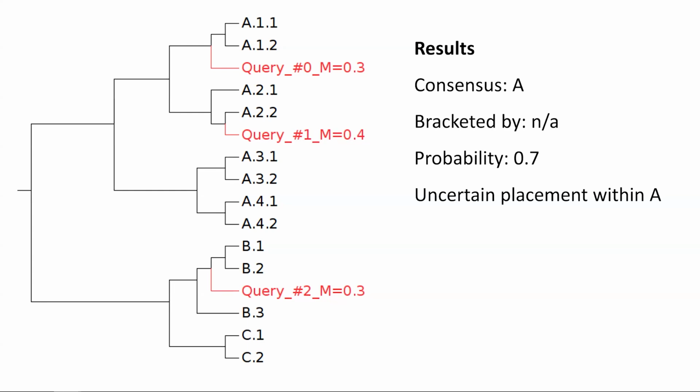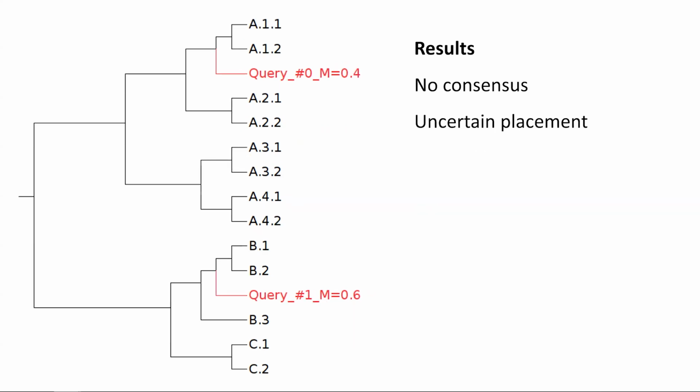Then we have a very similar case. The probabilities are now a little bit shaky here. It's 0.7, but still probably A. And then here is a case where there's a good chance the query sequence is too short or it's wrong, it's a human sequence. So there's no consensus and uncertain placement. Here we cannot really say anything about what it might be. We should probably give a warning to the user: please recheck your sequence.